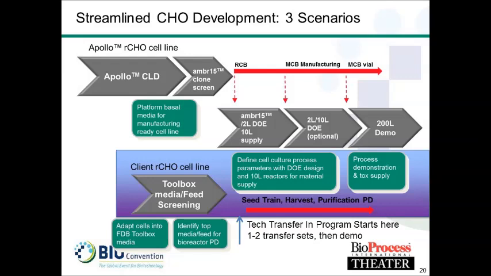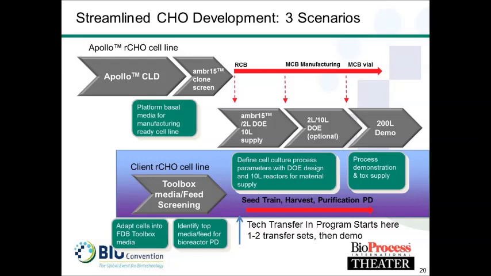Okay. And after identifying a few clones and a original process, this process will be optimized in 1 or 2 sets of benchtop bioreactors before we scale up to a 200 liter tox batch, then transfer to GMP manufacturing.